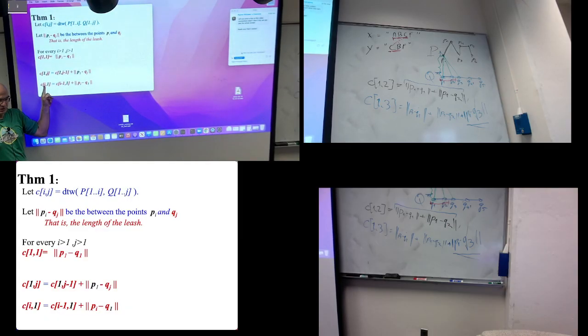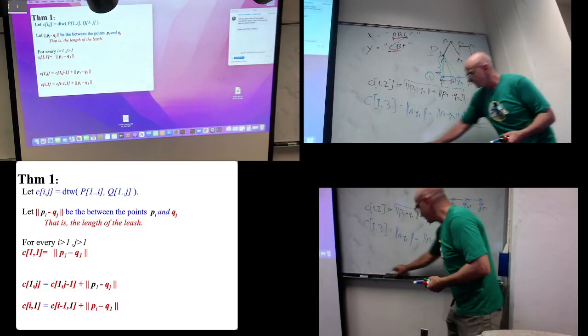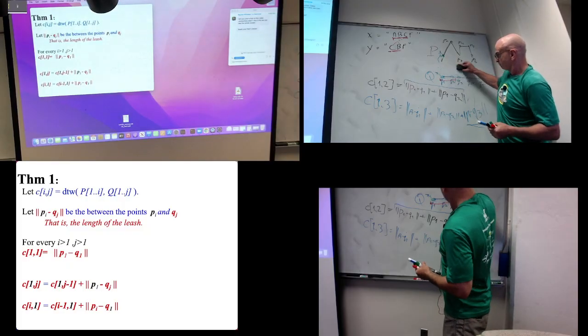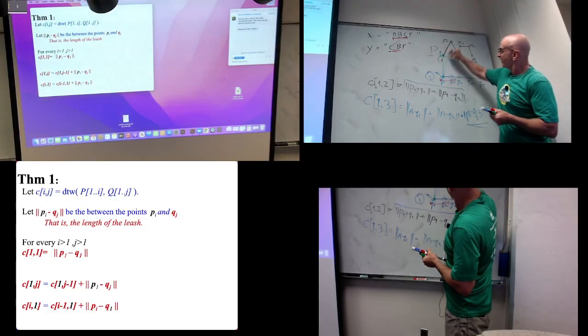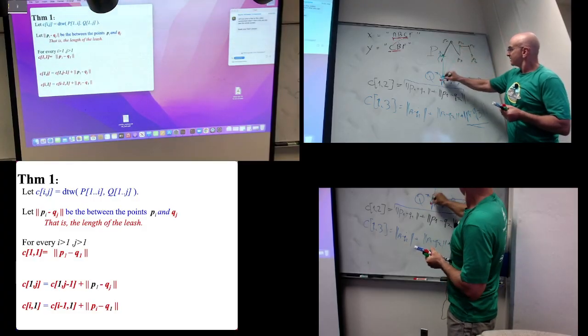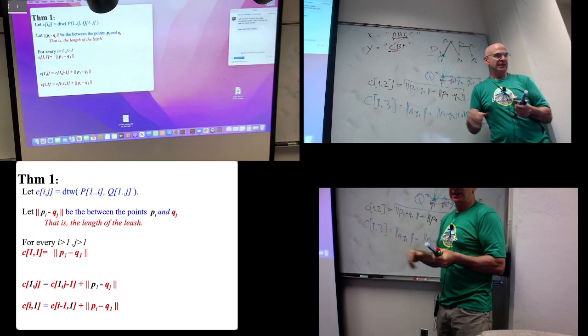And similarly, now we switch the roles. Now the dog is stuck at Q1. This dog cannot move. What is Ci,1? It's just Ci minus 1,1 plus the distance between the dog stuck at Q1 and the person at Pi. That is the sum of all the leashes: the dog stuck at Q1 and the person jumps to the next vertices, and we are just summing up all these lengths. That's the initialization. Everybody's cool so far?